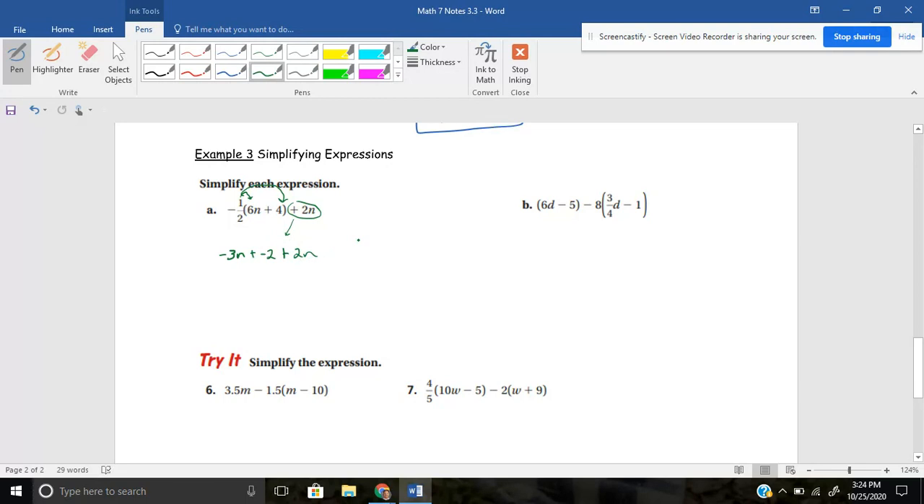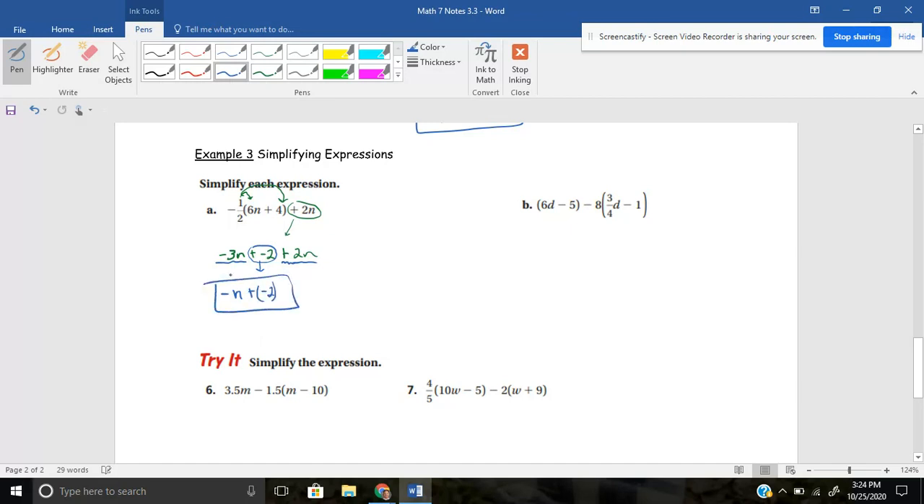Okay. Now you should look and see, is there any other like terms that I can combine? Well, yeah, I have two terms that have n's. So I've got negative 3 halves n plus 2n. Negative 3 plus 2 will give me negative 1n, or negative n. And then I can't add negative 2 to that because it doesn't have an n. So I'll just bring it down in my expression. Plus negative 2.